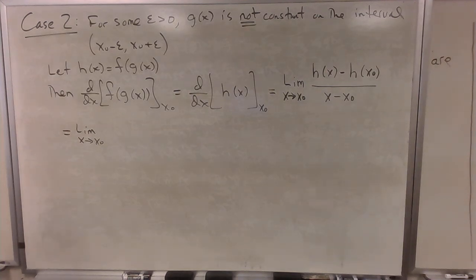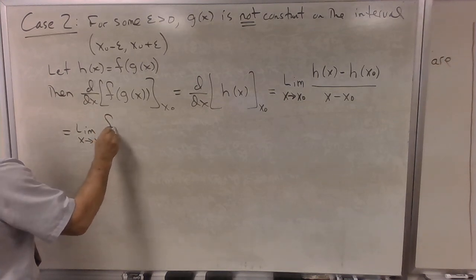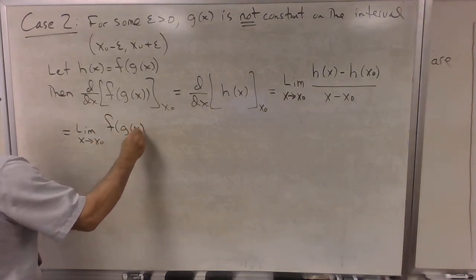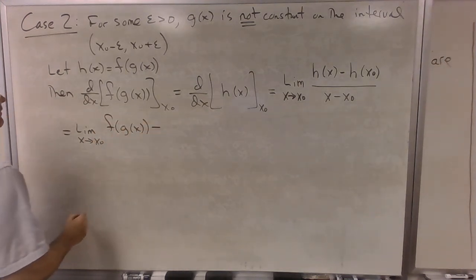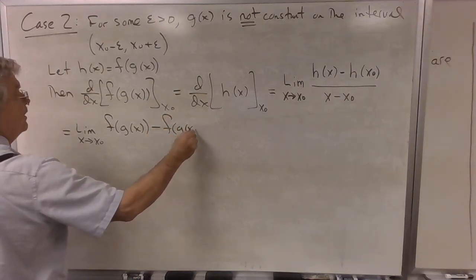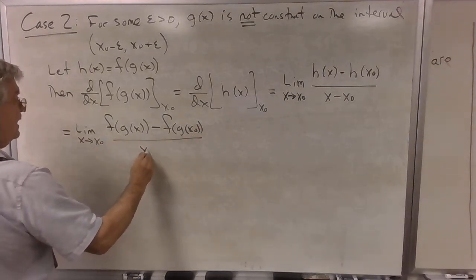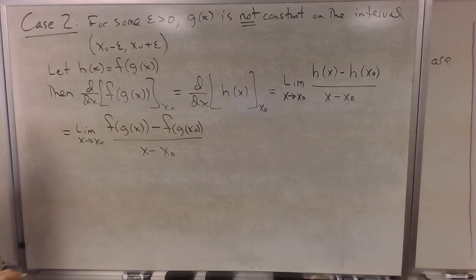So we're going to go back to f and g. So we have h of x, which is f of g of x, and h of x naught, which is f of g of x naught, all over x minus x naught.